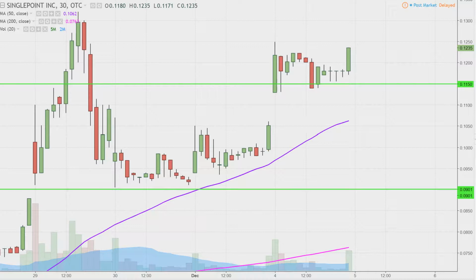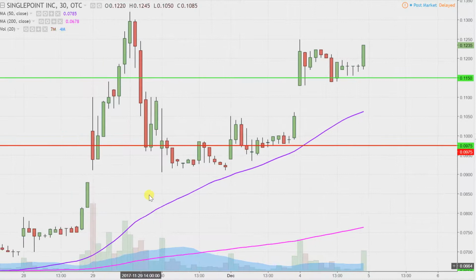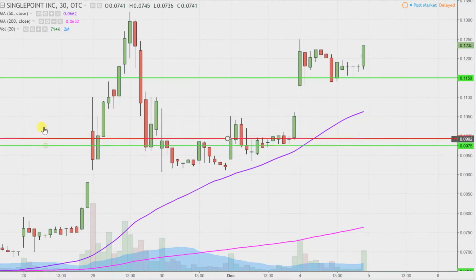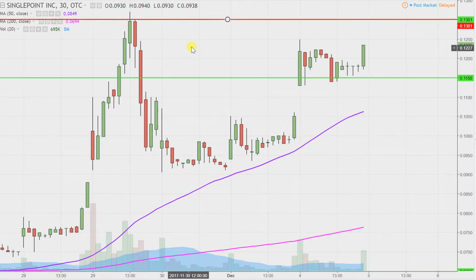What about areas of resistance? At this point, pretty straightforward. The party stopped a few days ago up there at the 13-cent mark, so 13 cents is going to be the next one in the crosshairs of the bulls, and that'll be public enemy number one going forward.